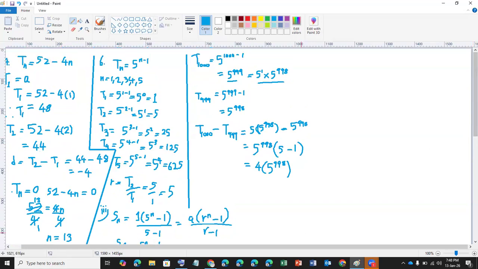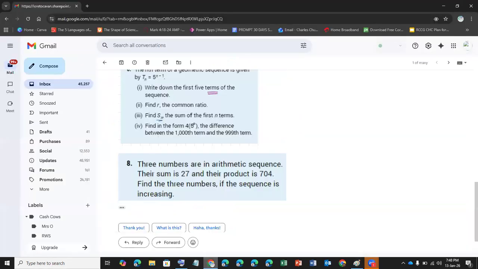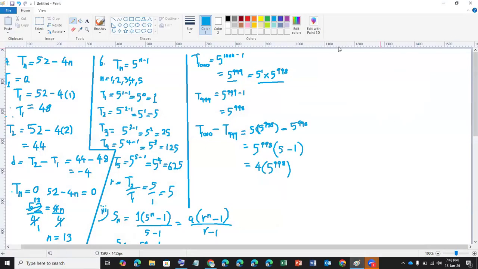So let's do the last one. It says three numbers are in an arithmetic sequence. Their sum is 27 and their product is 704. Find the numbers if the sequence is in... So they've given us some ideas about what it is and tell us that the numbers are in a sequence. Not just any type of sequence, but an arithmetic sequence, so there are some quick conclusions we can come to.